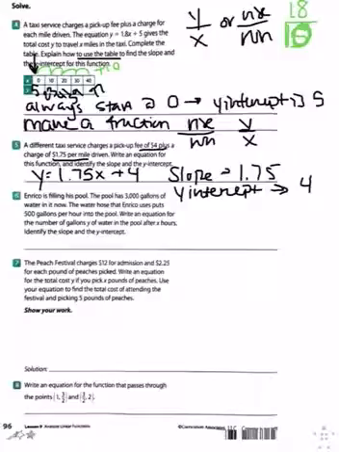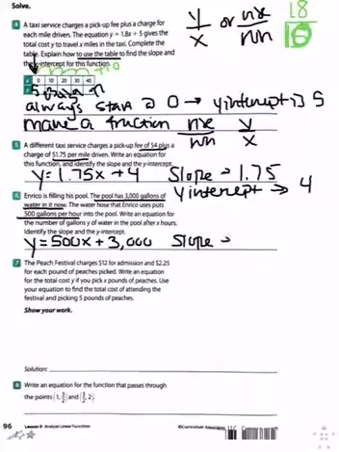So our equation starts with y equals. It tells us it's 500 gallons per hour, so that is our slope. So it's 500x plus 3,000, because it's starting with 3,000 in it now. The slope is 500, and the y-intercept is 3,000.